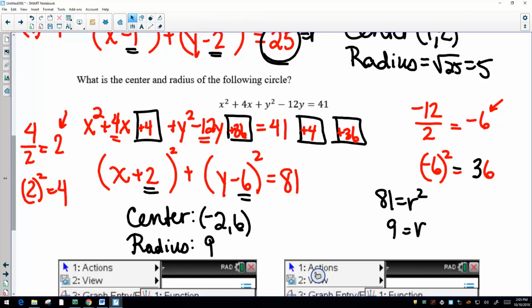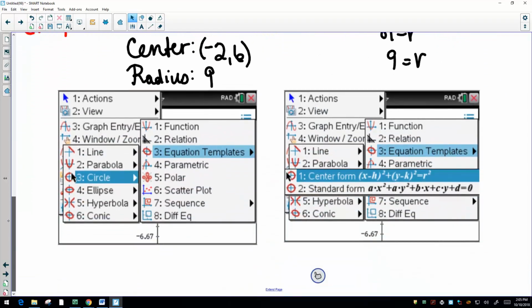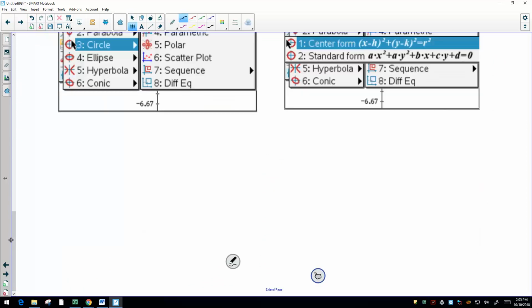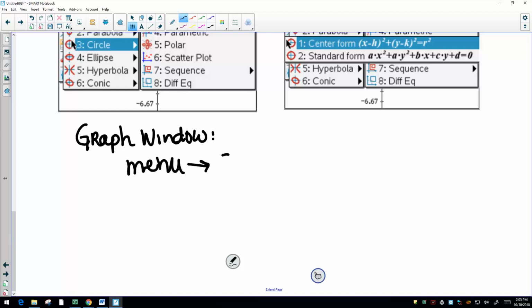I hope this helped. On the bottom there are some pictures of how perhaps your calculator can help you as well. Maybe keystrokes if we need to get there. You want to be in a graph window. Once you're in that graph window on your Inspire, you're going to press the menu button. Then you're going to press the number 3. That's going to bring you up to Graph Entry Edit. Then you're going to press again the number 3, which is your equation templates. And then you press the number 3 one more time, which is for circles. And notice they give you the 2 forms. So they tell you here's your center form and here's your standard form.